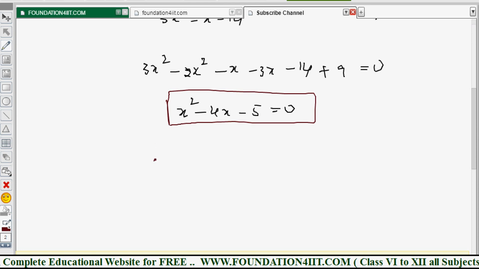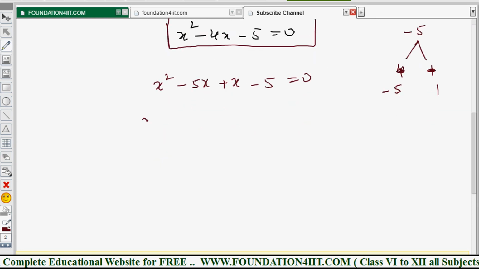Now minus 5, because the coefficient of x square is 1. So minus 5 you make in two parts. That is 4, but it's 5 in it. So we can take 5 into 1, but with minus 5. So minus 5 into 1 is minus 5, and minus 5 plus 1 is minus 4. So this is minus 5x plus x, minus 5 into plus 1x and minus 5 is equal to 0 as it is. If you continue, take x common, x minus 5 plus 1 common.